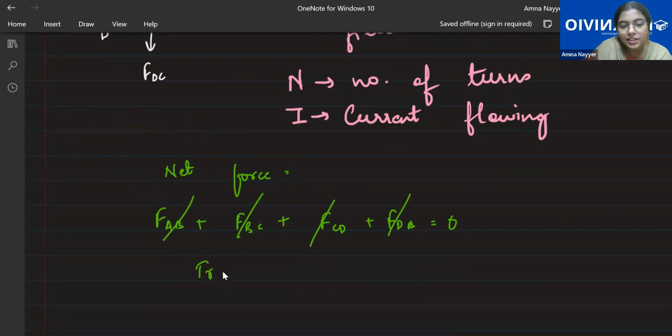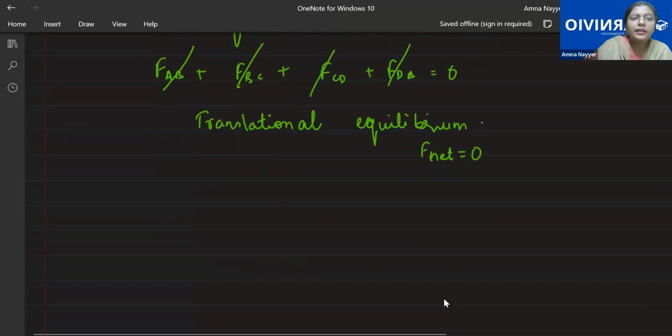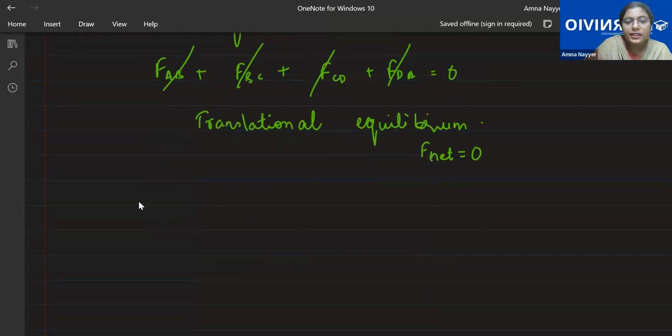So translational equilibrium. Translational equilibrium means the net force is 0. The body will not move forward or backward like this because net force is 0. When the net force is 0, body will not be able to move further. But there is a but here, that is you will have a torque in your system. Okay, there will be torque existing.